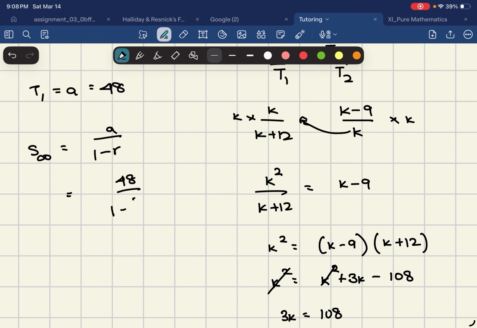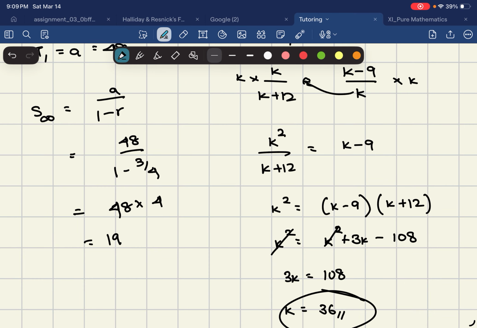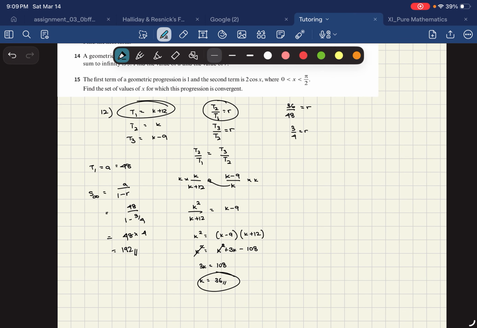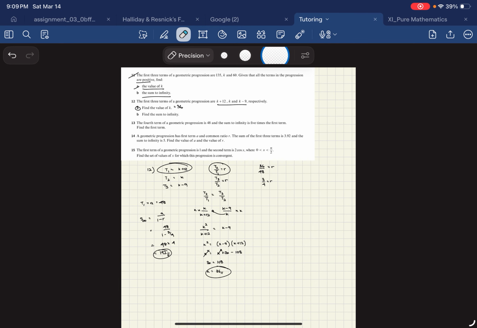So 1 minus 3 over 4, and if you simplify, you get 48 times 4, which is 192. So your answer, the sum to infinity, must be 192. So this is your answer. I left out some of the simplifications because I believe we have done enough algebra for you to figure out how to get to 192.